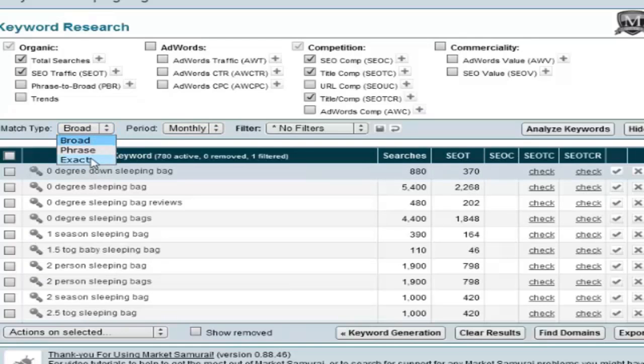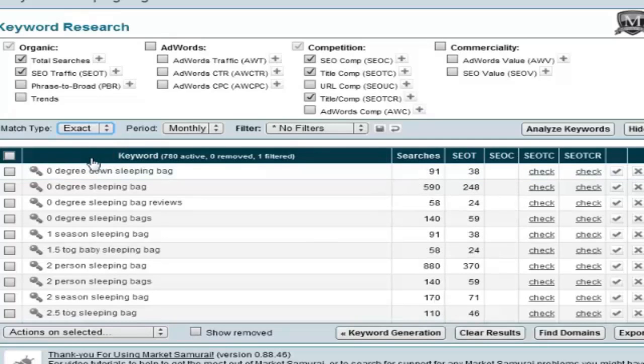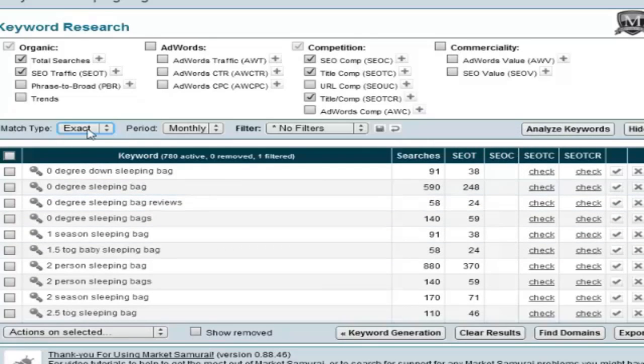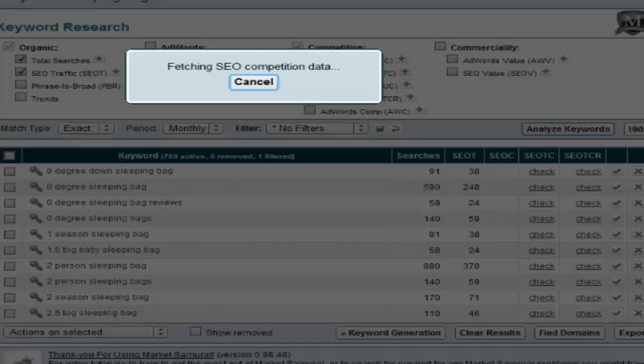I'll usually do exact because that's going to give me the lowest possible number. So I don't want to overestimate how much traffic I could be getting. So I put that at exact. Phrase is also a good idea because when we do our link building, I don't want to jump too far ahead, but we're going to be varying the terms we use. So phrase is a good indication too, but I'm going to leave it at exact, and then I'm going to go ahead and hit analyze keywords, and I'll pause that again because it's going to take a little time.